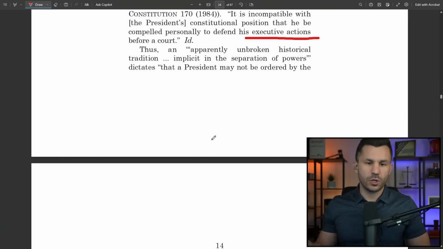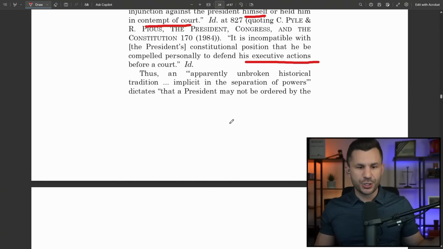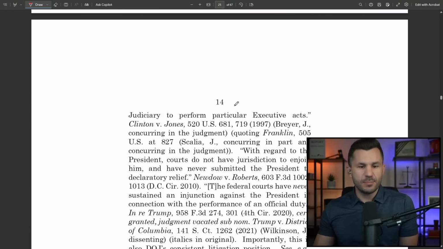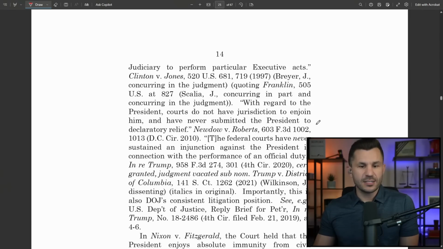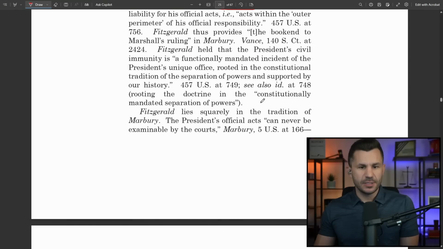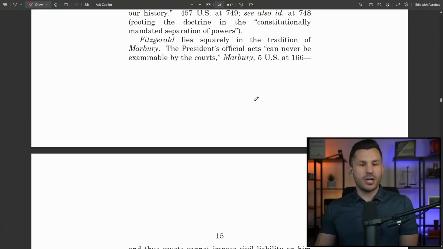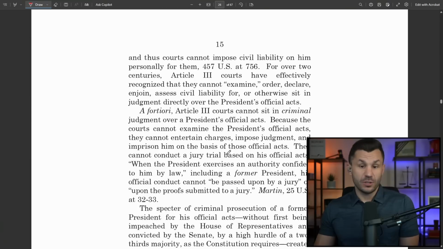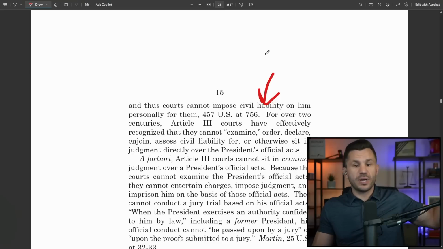Now, thus, Supreme Court, an apparently unbroken historical tradition implicit that dictates that a president may not be ordered to perform executive acts has been here for a long time. A lot of case law being cited. In Nixon, the court held that the president enjoys absolute immunity from civil liability, and further held that immunity is a functionally mandated incident of the president's unique office, right? So we're going to see Fitzgerald is going to be the crux of this case. Fitzgerald lies squarely in the tradition of Marbury. The president's official acts can never be examined, and the courts, therefore, cannot impose civil liability on him. The court would impose the liability on the president for his official acts.